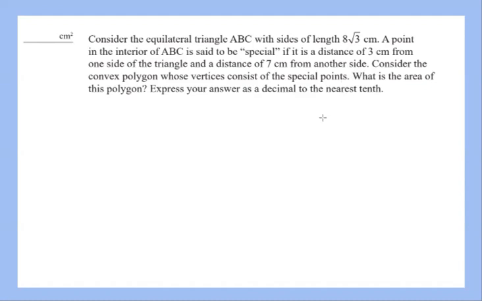Okay, so let's start with drawing the triangle. Since we are told it's an equilateral triangle, it's better to start with that. So we have an equilateral triangle, and I'll try to make it a bit bigger just to see how that will be useful. Let's say these are A, B, C. Since we are given the side length is 8√3, we can find a lot of stuff from there.